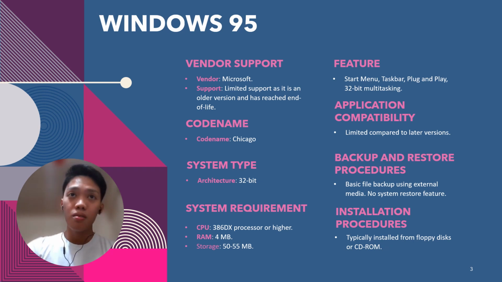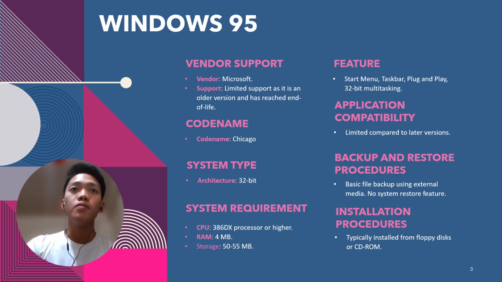It's 32-bit. Windows 95 was a 32-bit operating system, a departure from its 16-bit predecessor, providing improved memory management and multitasking capabilities. Next is the system requirements. You need a 386DX processor for the CPU or higher, RAM 4 MB only, storage 50 to 55 MB. The relatively modest system requirements made Windows 95 accessible to a broader range of hardware, contributing to its widespread adoption.